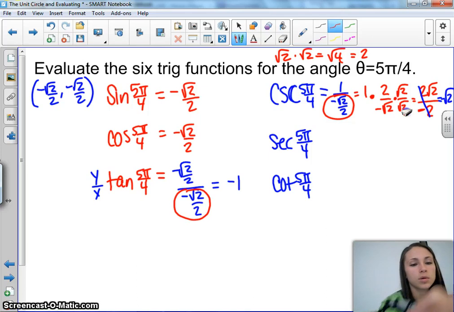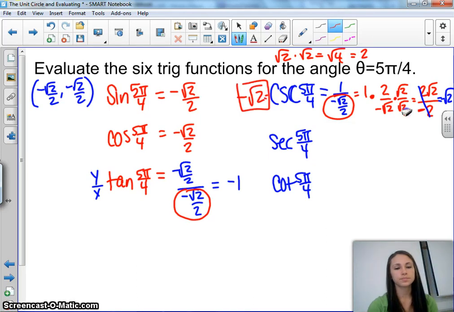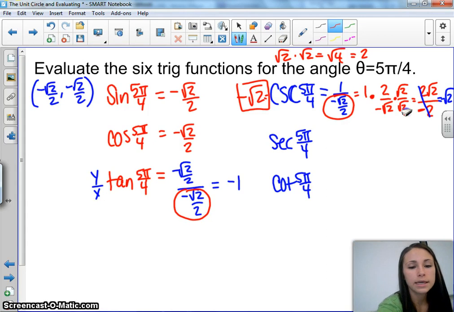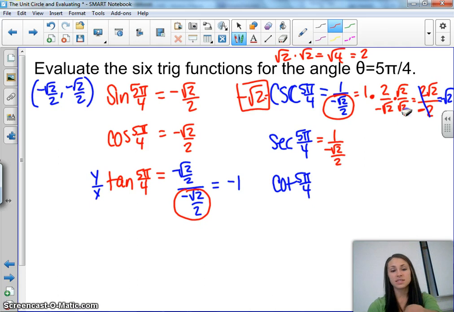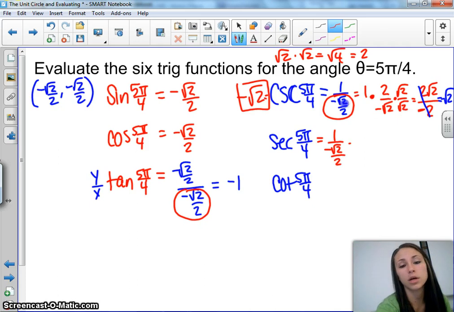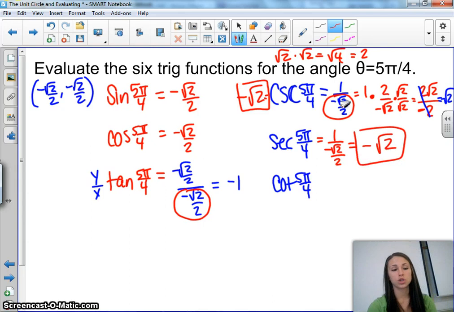So the cosecant, I'm going to write it over here so we can see it better, is negative square root of 2. Now, the secant is just 1 over the x, so that's 1 over negative square root of 2 over 2. I just did that same math for the cosecant, so the secant is the same thing: negative square root of 2.